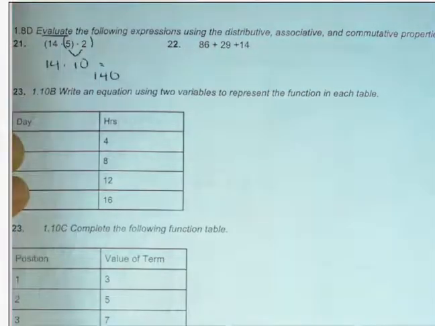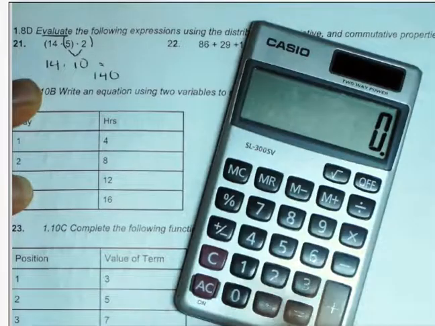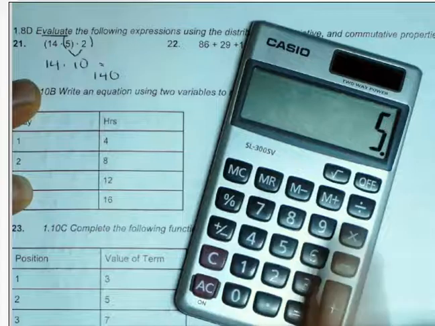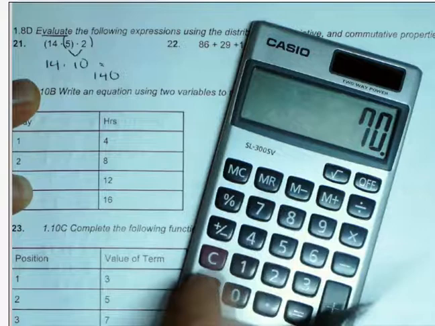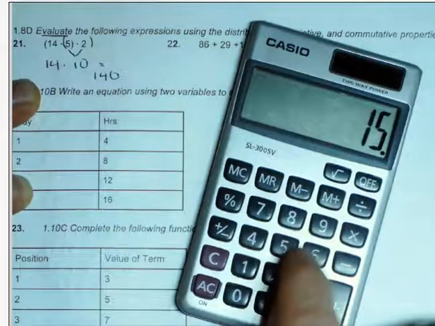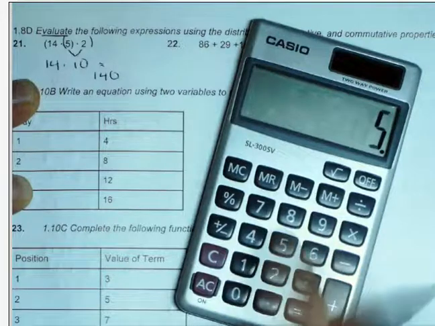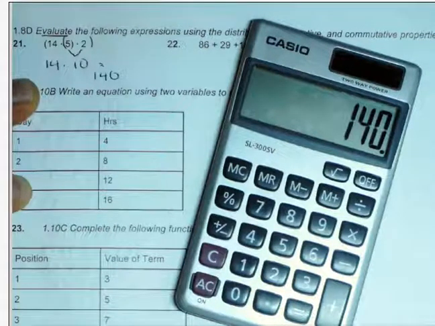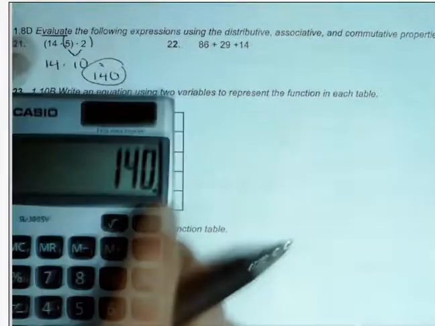I want to prove something to you. I used the associative property there, but it doesn't matter. You can just take 14 times 5 times 2. It's 140, it's the same thing, it's multiplication. Just use your calculator on these and solve those problems.